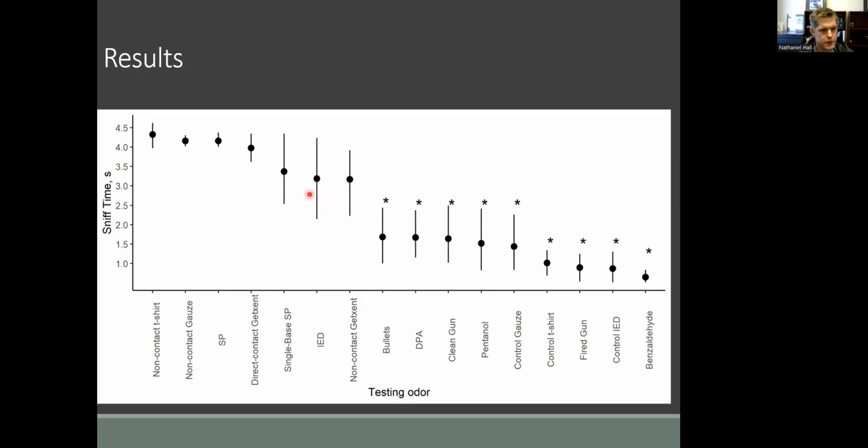Similar response to the IED, and then to the non-contact gauze. And then for all of the other stimuli it was substantially lower. The bullets, the DPA, again, the DPA was quite low, only about 1.5 seconds. A little bit higher than our benzaldehyde and some of our controls, indicating a little bit of elevated interest, so there was something there, but definitely not enough to be indicative of the different items that actually contain the smokeless powder.